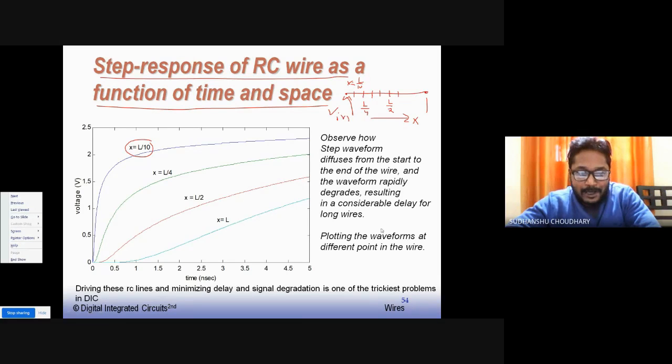Okay. So that is how we say that driving these RC lines, that is long lines with R and C, and for minimizing delay and signal degradation. So these are one of the trickiest problems in digital IC design. So how to minimize delay of long RC wires and how to prevent signal degradation.